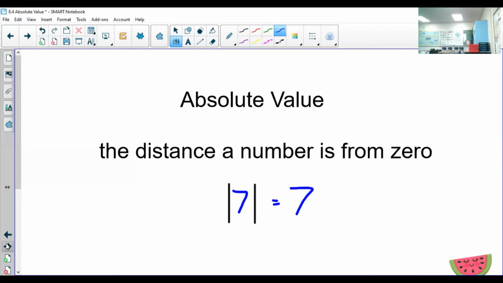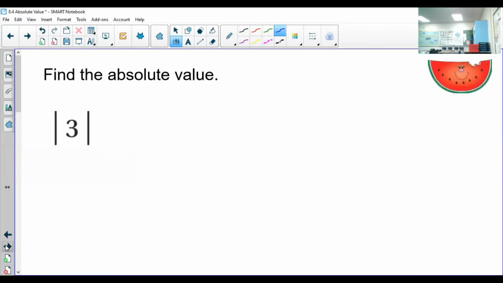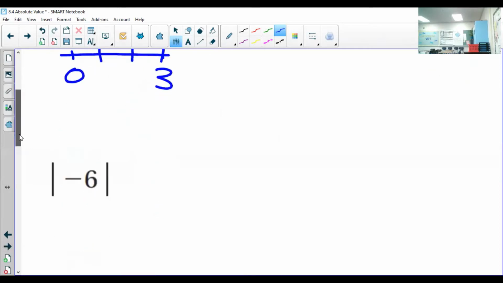So this will actually be a pretty quick, easy lesson once you get the hang of it. Find the absolute value of 3. So I have 3 and I have these 2 little lines. And so if we think about a number line, they want to know how far away is 3 from 0. 1, 2, 3. The absolute value is 3. It's really that easy. Okay?